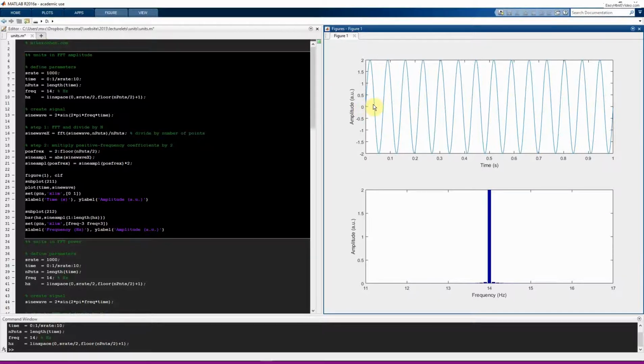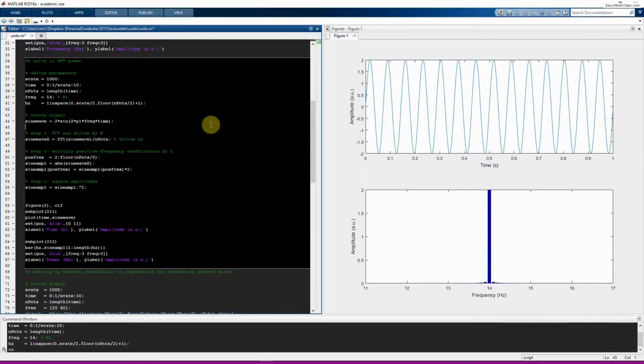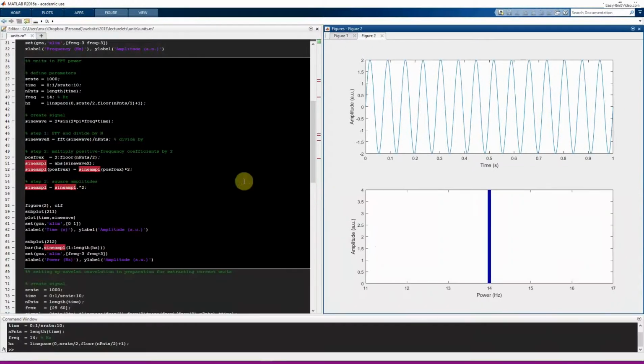So that was for amplitude. So now let's do power. Now that we know how to extract the correct amplitude, getting the correct power is easy. You just add a third step, which is to square the amplitude. And now we can see this is also accurate. The amplitude is 2. Power is amplitude squared, so power should be 4, and here it is 4 units.